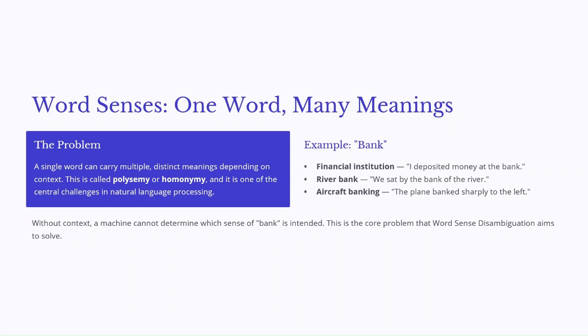Already I have explained in my previous lecture regarding the word bank. So for example, bank as a financial institution: I deposited money at the bank. River bank: we sat by the bank of the river. Aircraft banking: the plane banked sharply to the left. So the word bank can be interpreted as a financial institution, river bank, or aircraft banking. So in which context does a particular word come? The machine cannot determine which sense of bank is intended. This is the core problem that word sense disambiguation aims to solve.